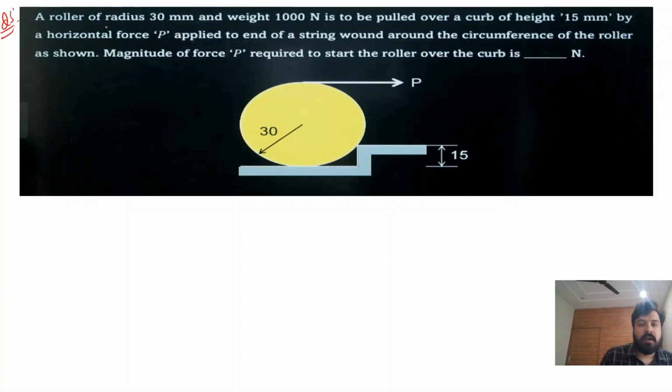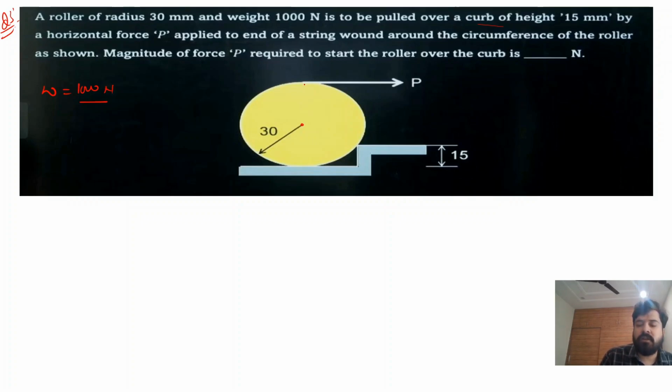Here, a roller of 30 mm and weight 1000 Newton is pulled over a curve of height 15 mm by a horizontal force.